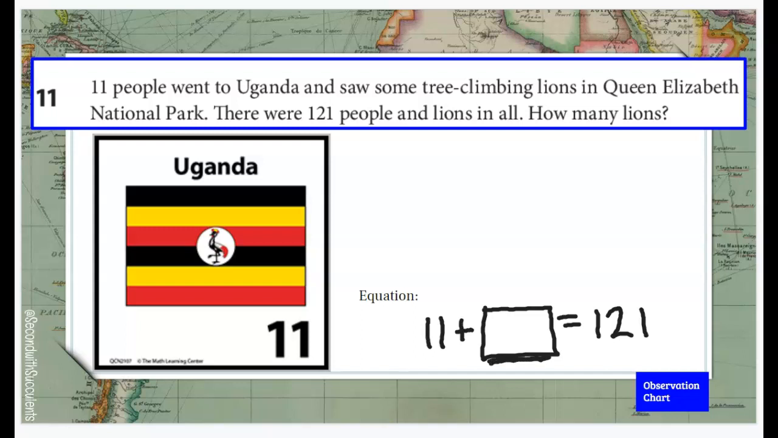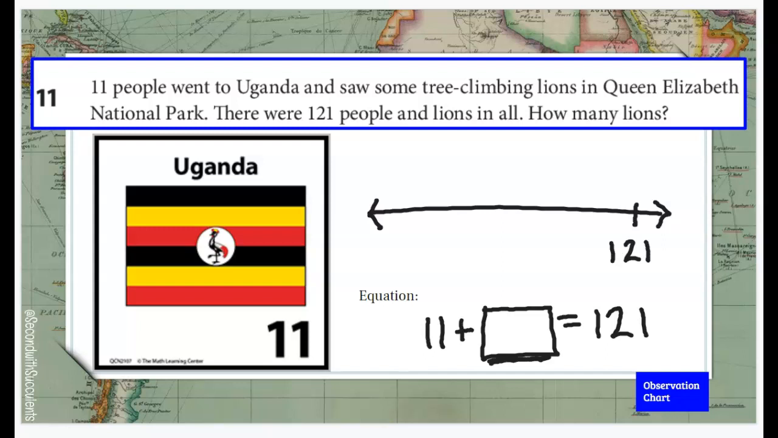How can we solve this problem? You may be thinking of a few different strategies. I'm going to use an open number line. I want you to use any strategy that you would like to use. Now I'm going to use my open number line by starting at 121. And I'm going to jump backwards. It's a little different, but I'm going to jump backwards by 11 and see where I land.